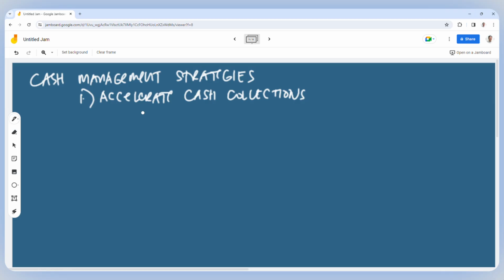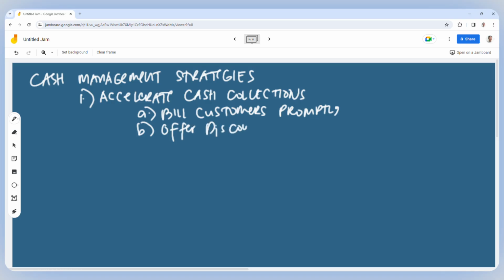Yung tinatawag letter A, kasama dito yung bill our customers promptly. Yes, no? Ibig sabihin, mangungulit tayo na magbayad sila, diba? Or you can offer discount also, no? So you can also here offer discounts for prompt payment.